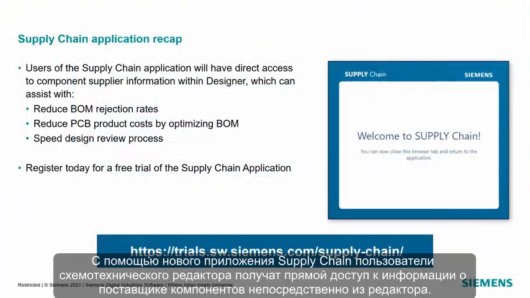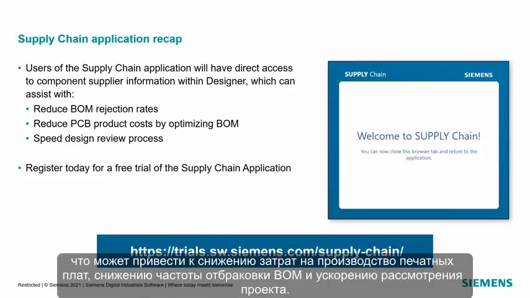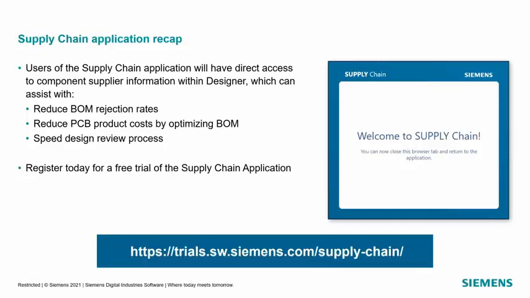By using the new supply chain application, designer users will have direct access to component supplier information from within their schematic tool. This can help make better informed decisions up front in the design process, which can lead to lowering PCB production costs, reduced BOM rejection rates, and faster design reviews.